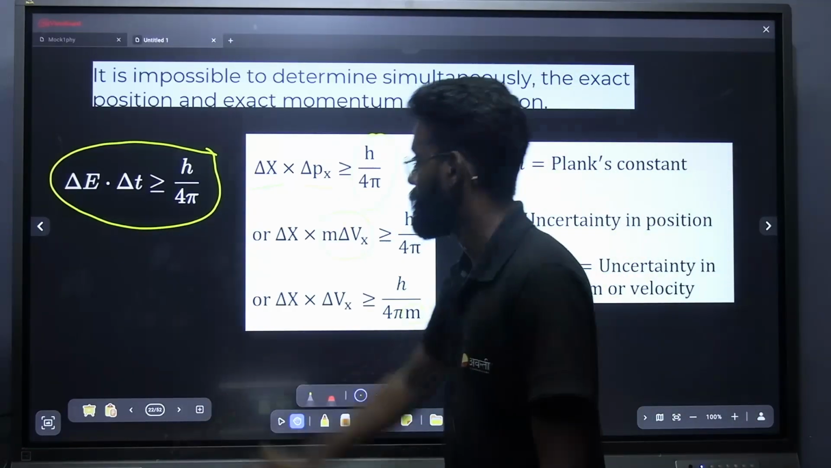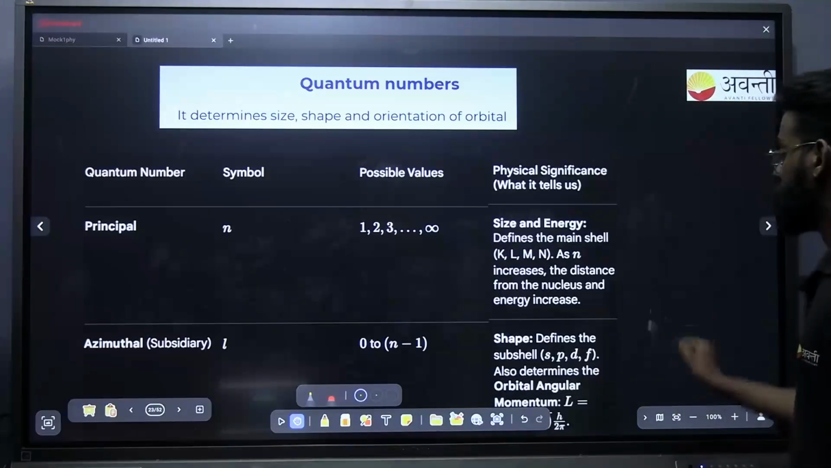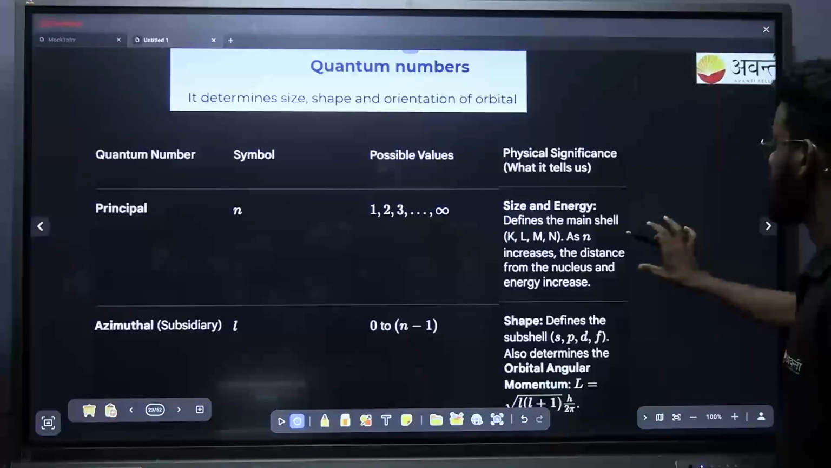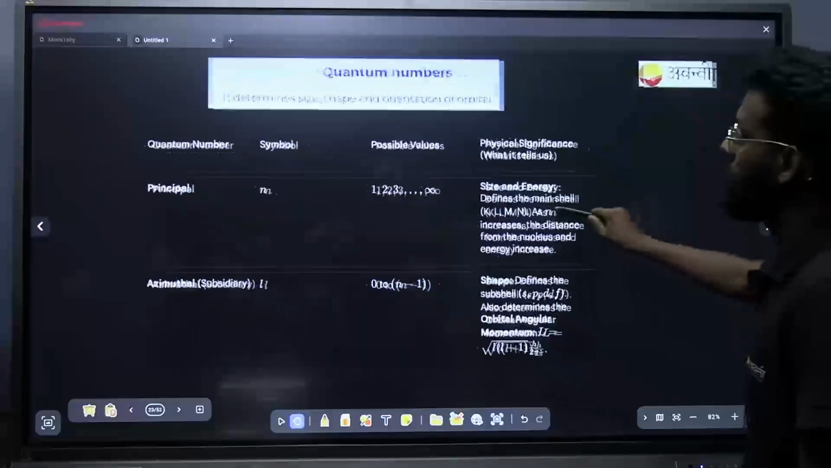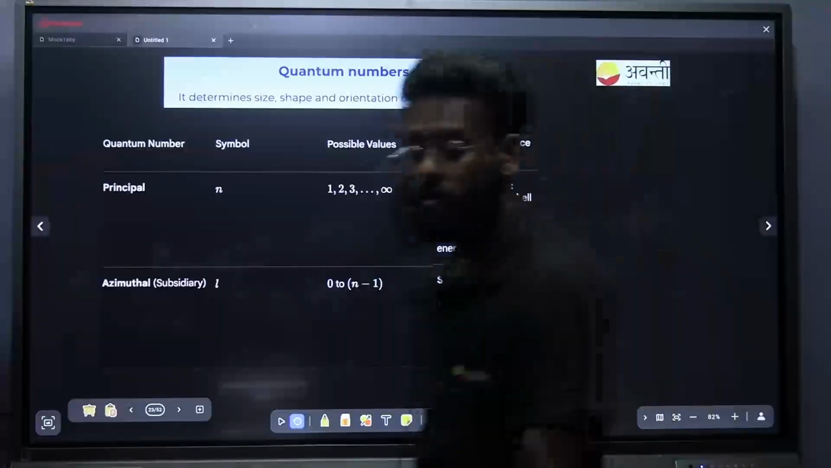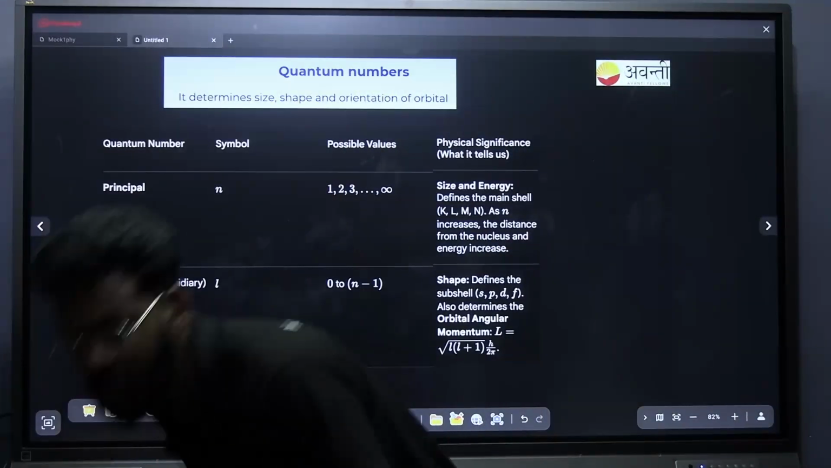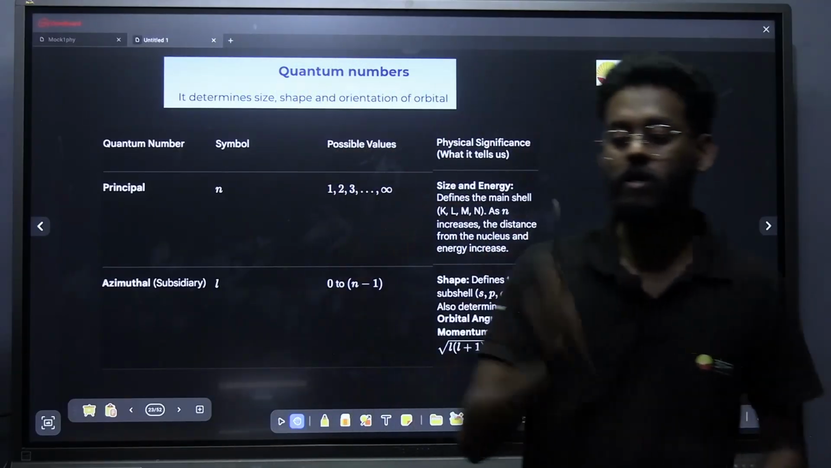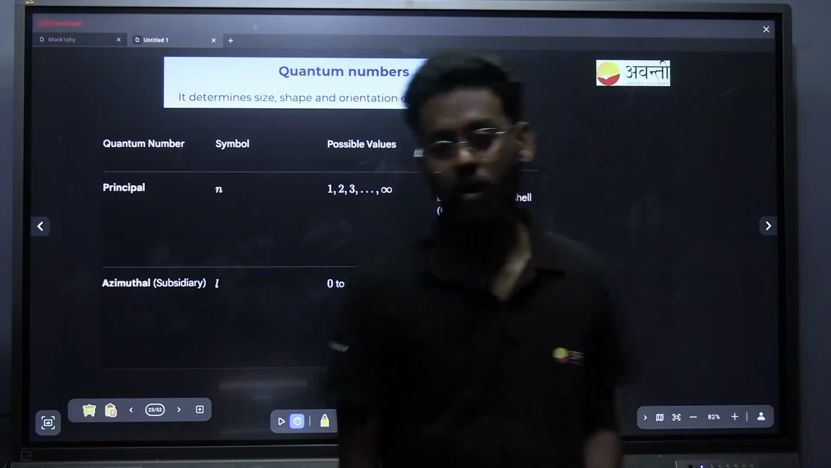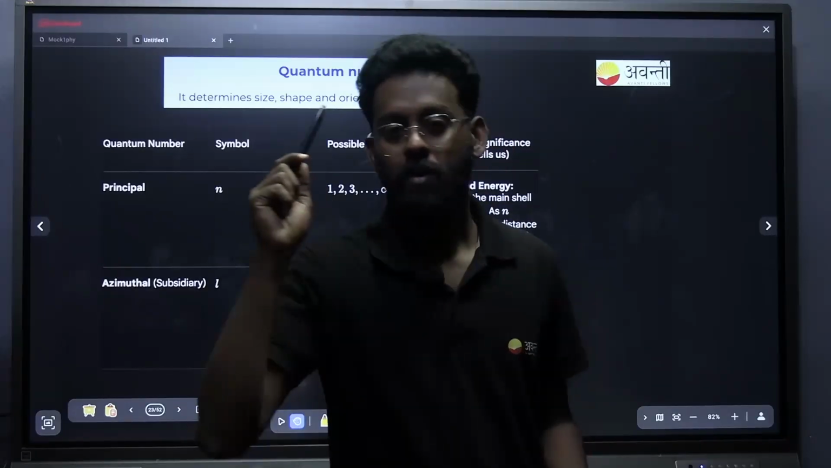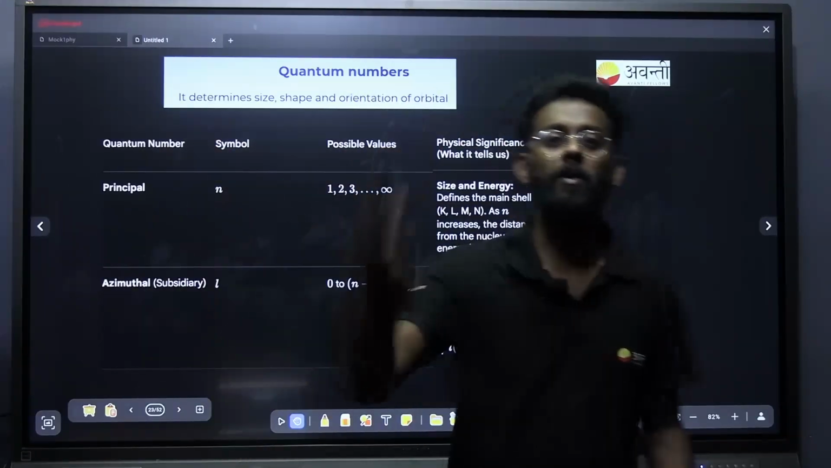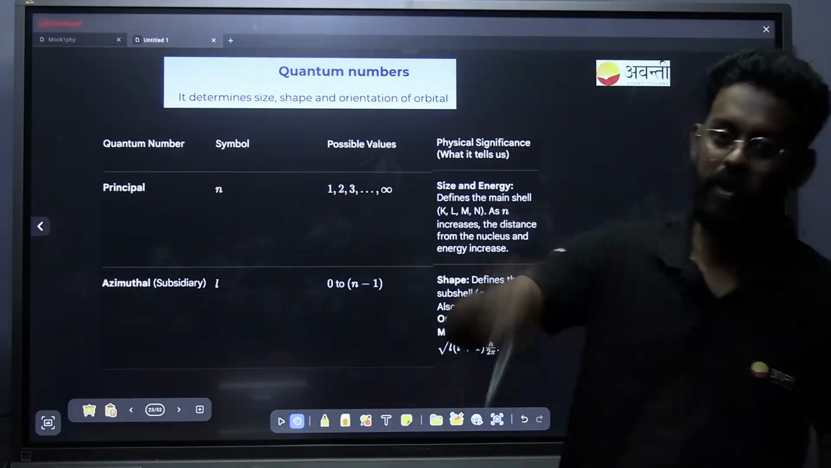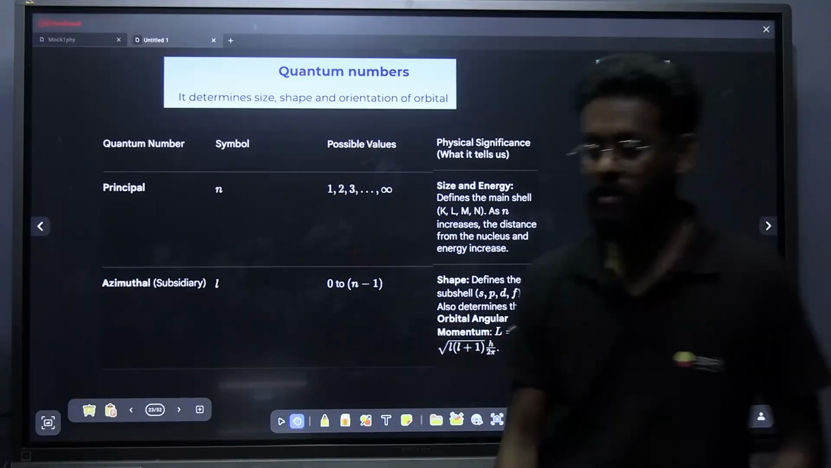So Heisenberg's uncertainty principle is over. Now the second last part: quantum numbers. What is a quantum number? Quantum numbers are the address. What is an address? If I ask your address, you belong to India, in India to Karnataka, in Karnataka maybe to Hassan, and in Hassan to Mavanagiri, Hassan JNV. So these are your address, right?